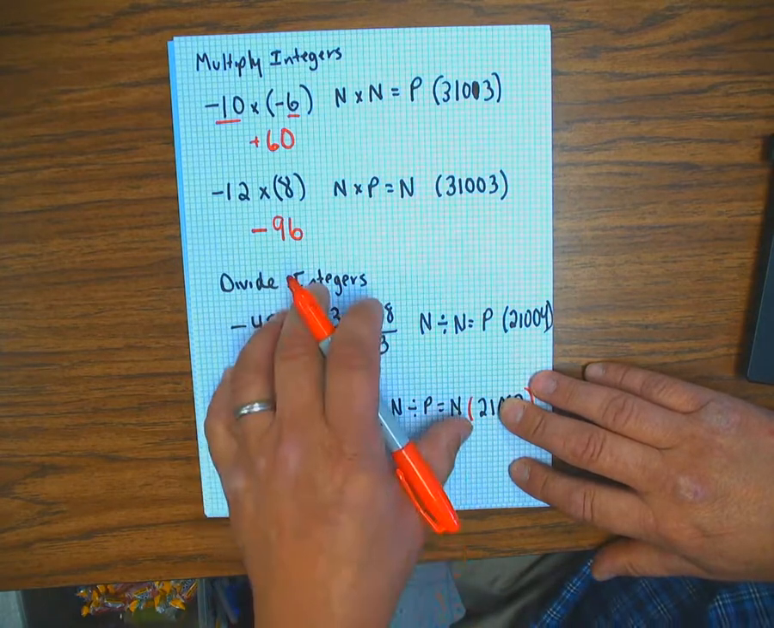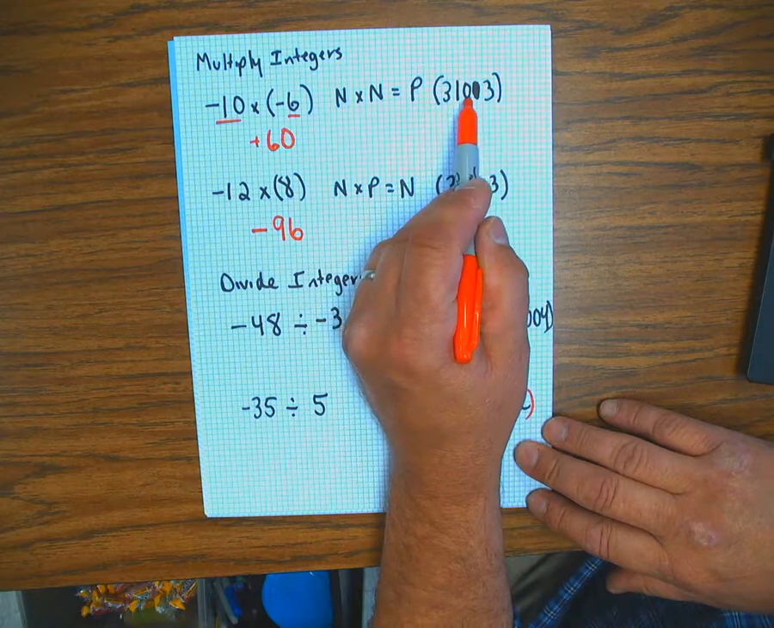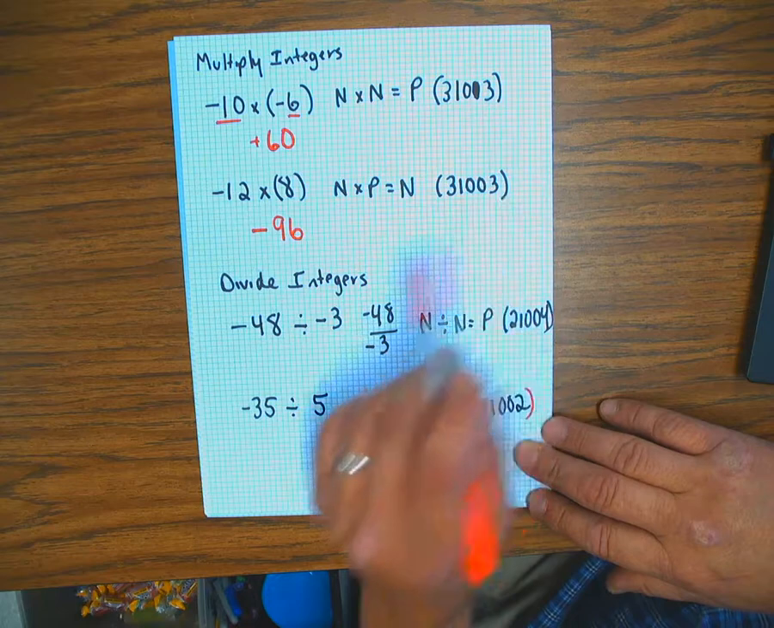Now, the division rules are exactly like it. These codes are on your paper: 31003, 31003. This is 13.